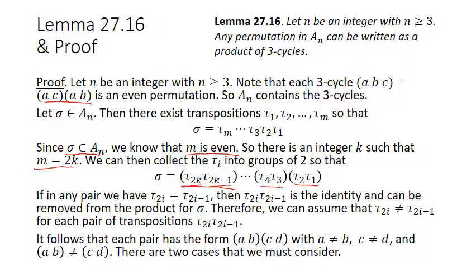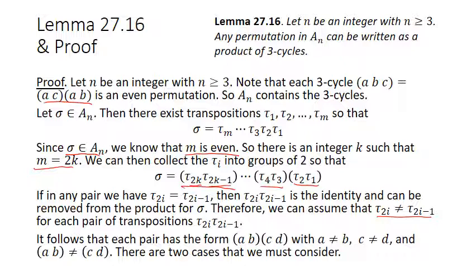Okay, so let's talk about this a little more. If in any pair we have that tau 2i equals tau 2i minus 1, then tau 2i times tau 2i minus 1 would be the identity, since the same transposition is its own inverse, and it can be removed from this product. So if we have any that are like that, then we can just delete them, and we'll still have a list of pairs of transpositions. So therefore, we can assume that none of these are the same, because if they are the same, we'll just delete them.